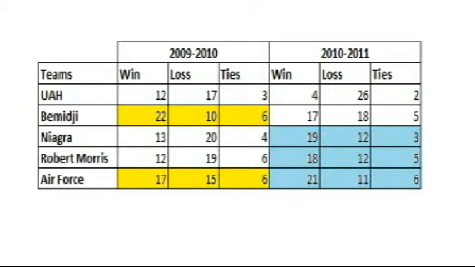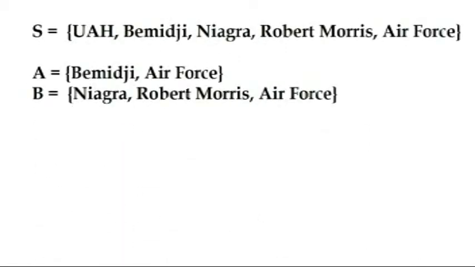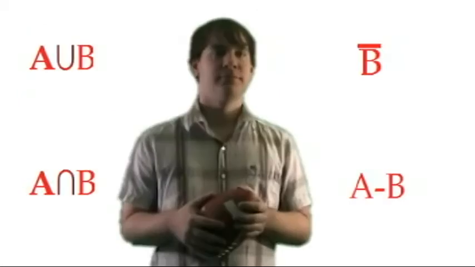Here, I highlighted the various teams that won more than they lost in the various seasons. As you can see, yellow highlights the teams that won more than they lost in 2009-2010, while light blue highlights 2010 to 2011. In other words, the teams whose scores are highlighted yellow are in Set A, while the teams whose scores are highlighted light blue are in Set B. I have listed the 2 sets. Set A contains 2 elements, while Set B contains 3 elements. As you can see, I also included a third set. This is S. It's going to be our sample space, which basically contains every single team we looked at.